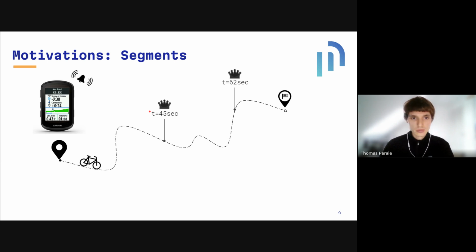When you get to a point somewhere, you'll get a notification on your GPS telling you you are approaching a segment. And then as you follow the road, at every moment on the road, you will have the difference between you and the leader of that segment. And then you get a final notification when you are done saying, okay, you were 10 seconds slower, 10 seconds faster, I don't know.